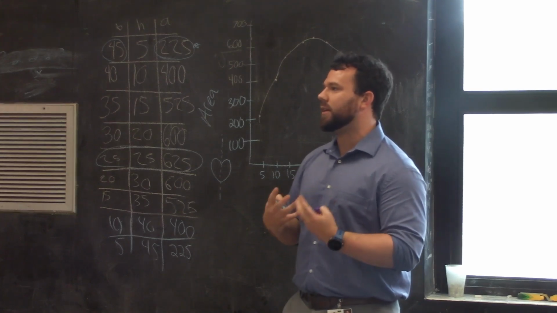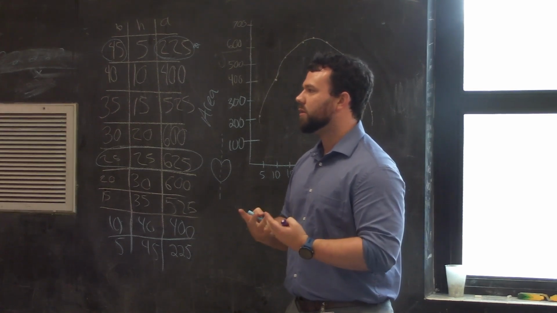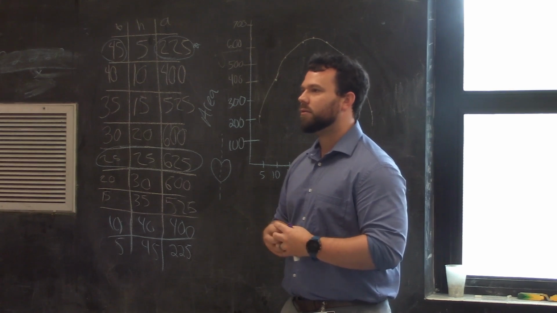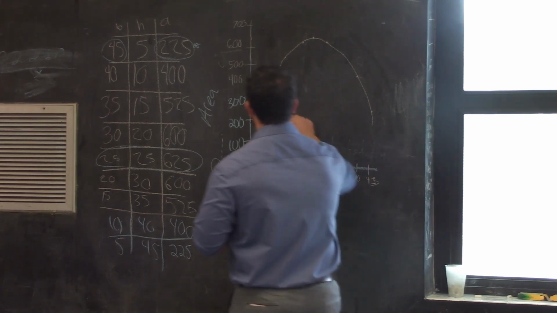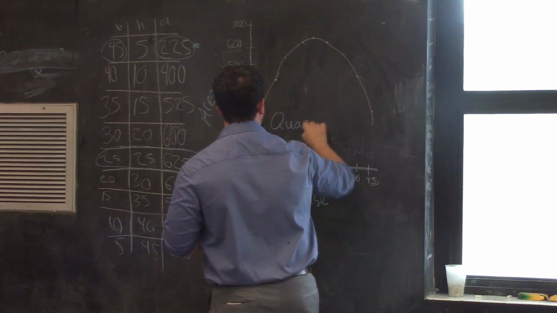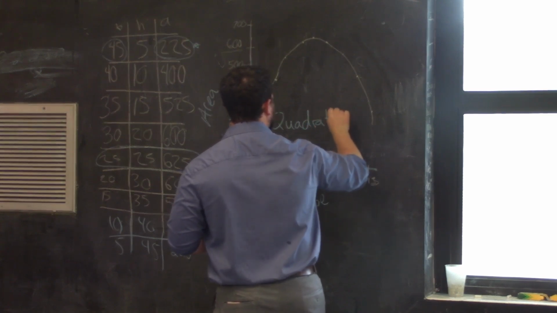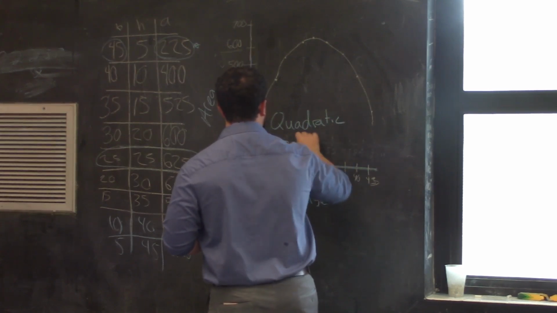The easiest detail to find out about a quadratic is the shape. What's the shape of that graph? Parabola. Okay, so if we have a quadratic function, we have a parabola.